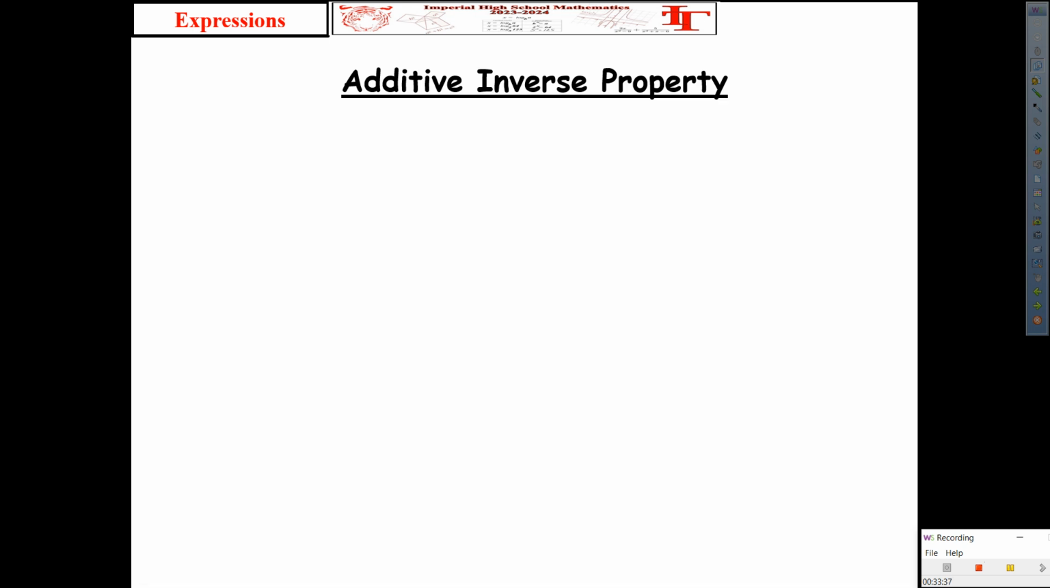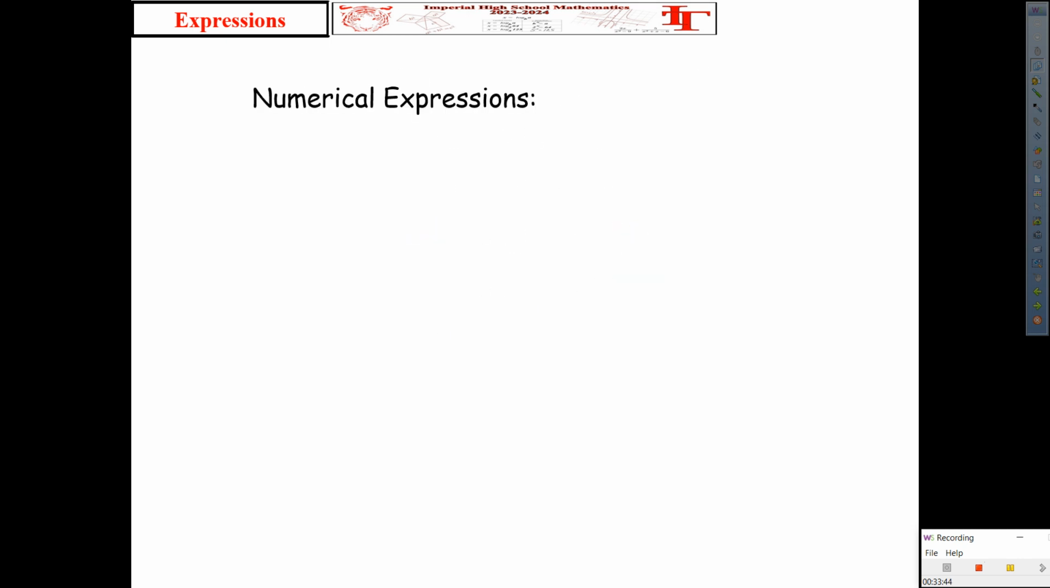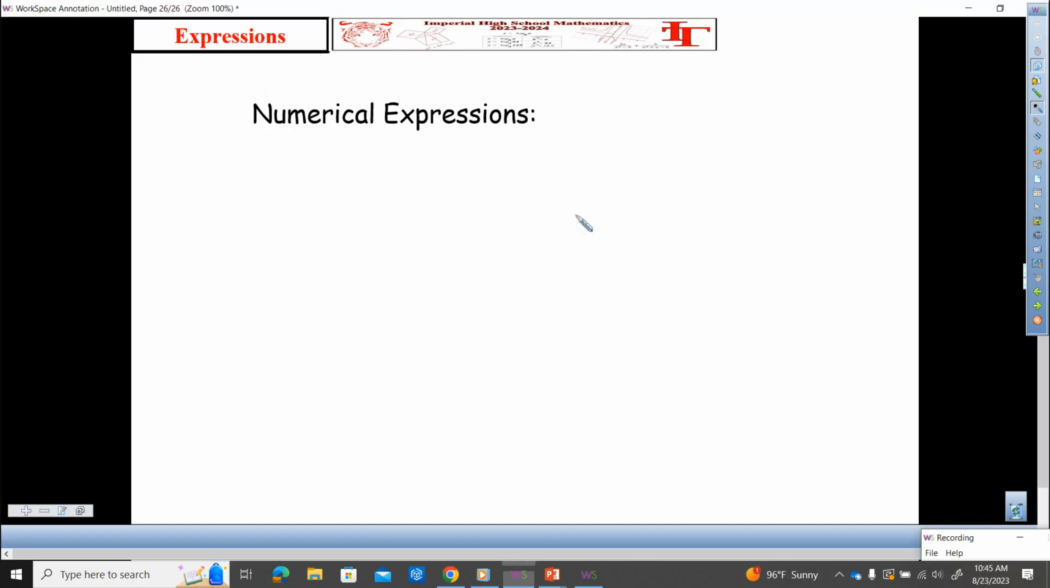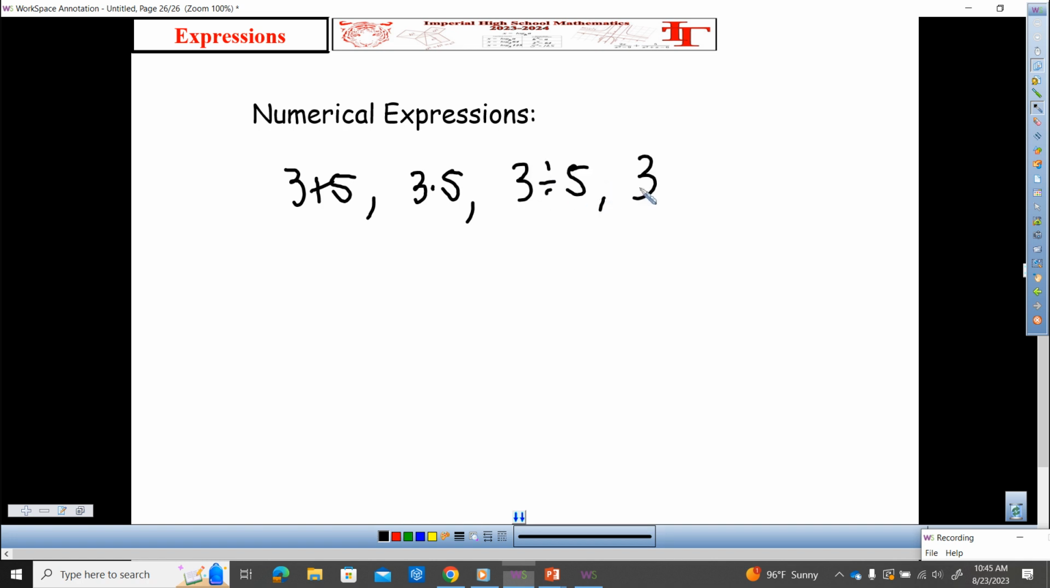We covered additive inverse because that's called 0 pairs. And I use that to find sums because we were able to do the addition and subtraction and combine like terms. Now, numerical expressions are these. 3 plus 5, 3 times 5, 3 divided by 5, and 3 minus 5. What do you guys notice? That it has what? Numbers. What else does it have? Operations, yes? So what doesn't it have?